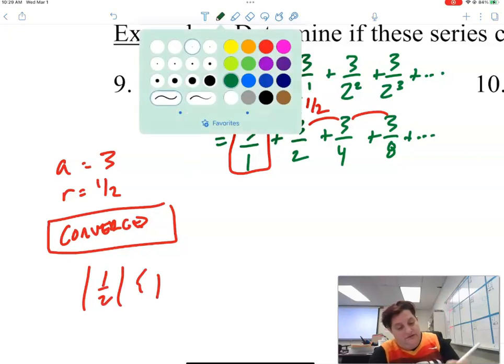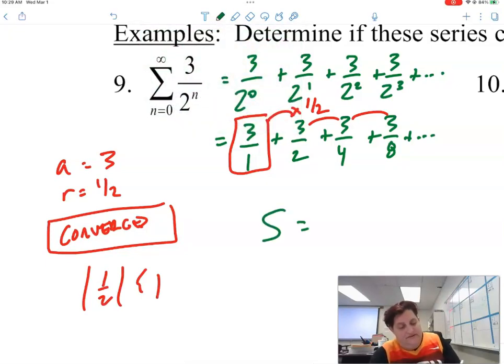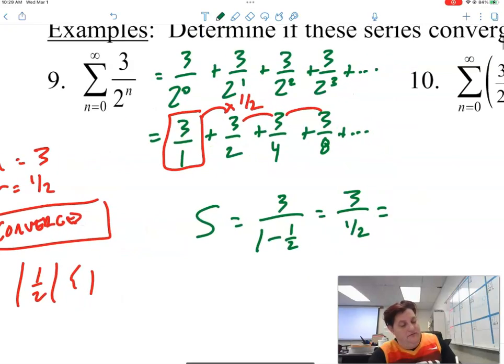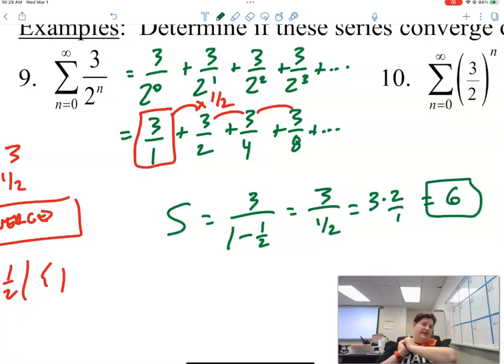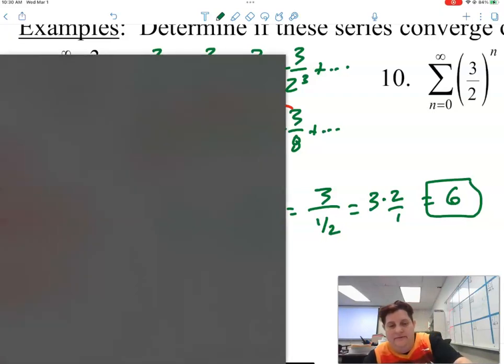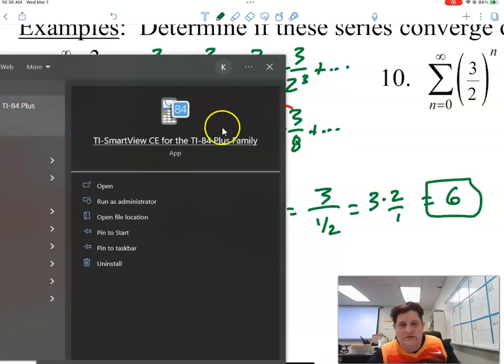And here's what it converges to. The sum of this infinite series, even if we go out to infinity, is a1 over 1 minus r. That's 3 over 1/2, and when we divide by a fraction, it's like multiplying by the reciprocal. So this equals 6 if you sum this all the way out to infinity. And you can start summing this a little bit. Let me show you how this works.